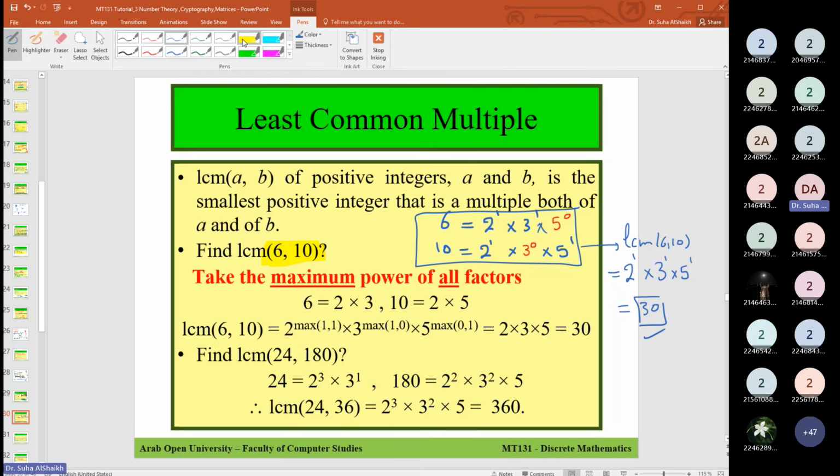We already did this example, which is the LCM between 24 and 180, equal to 360 here.